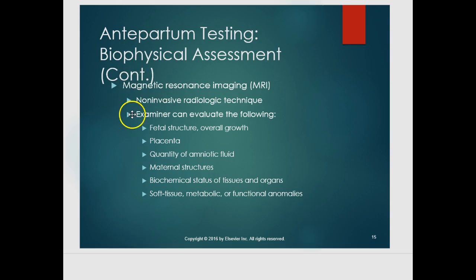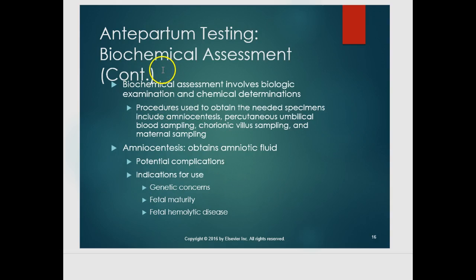They can do MRIs during pregnancy. It's non-invasive. They can look at fetal structures, growth, placenta, amniotic fluid. They can look at maternal structures. Let's say we thought she had a hot appendix. We could look at that and see biochemical status of the organs, soft tissue abnormalities. So we can use MRI, although we try not to use it because there's some radiation that comes with an MRI. With magnetic, it's just a small amount of radiation, but still, it's a little bit of radiation.